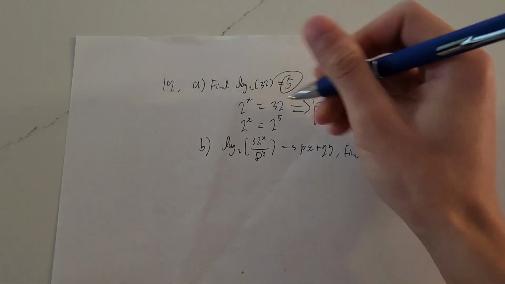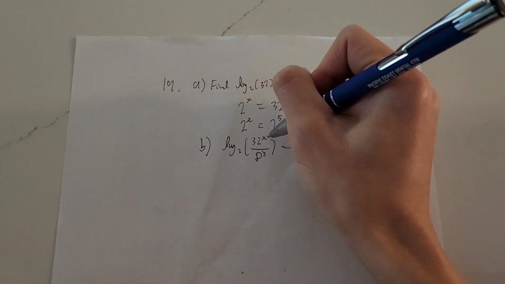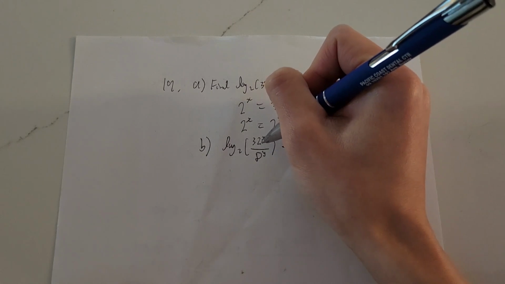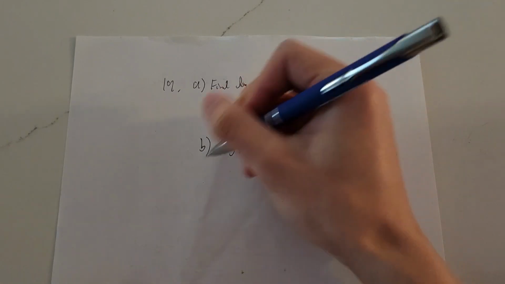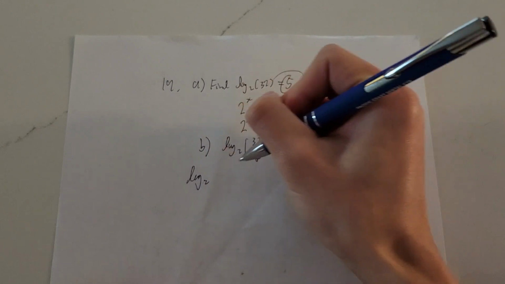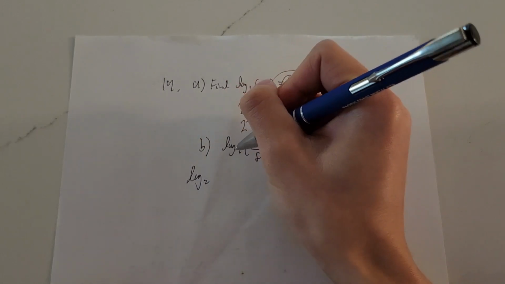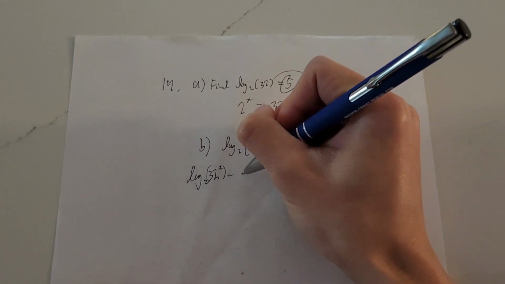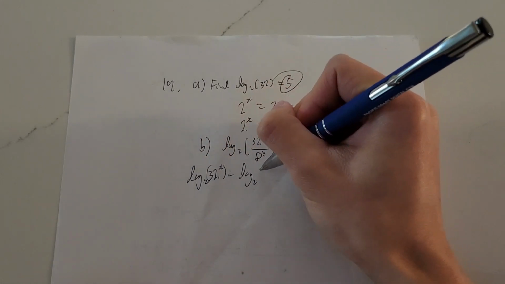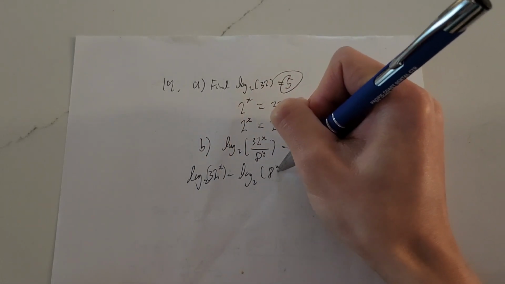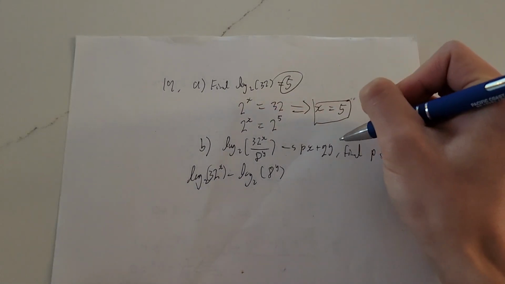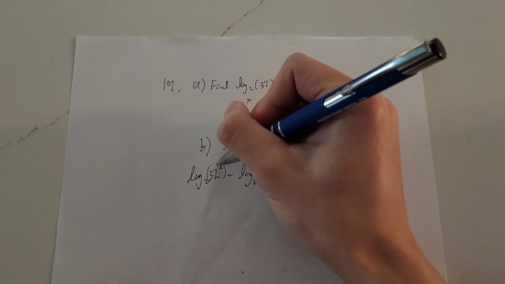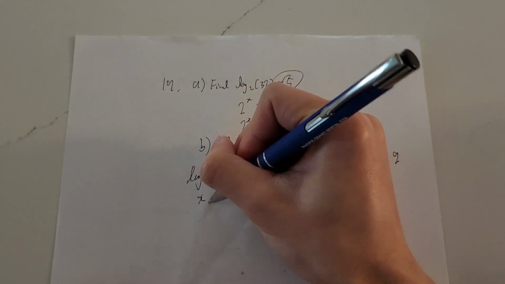All right. So what can we do? Well, we have a quotient inside of the log. Thus, we can use the quotient rule. So it's going to be log base 2 of 32 to the power of x, minus log base 2 of 8 to the power of y. And now using the rules of exponents, we can bring down the x.